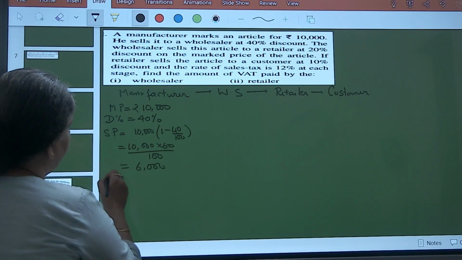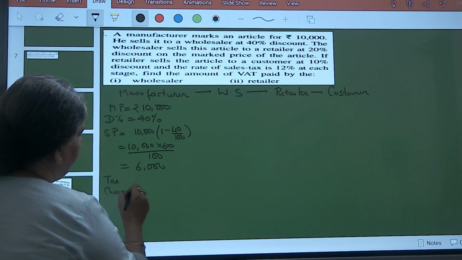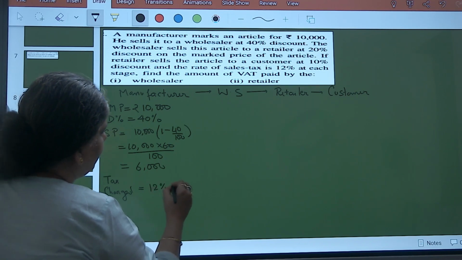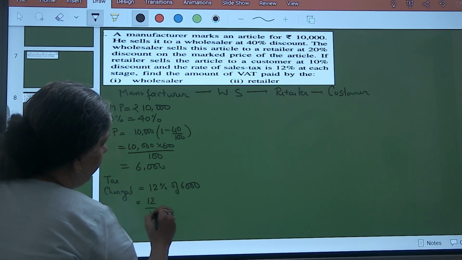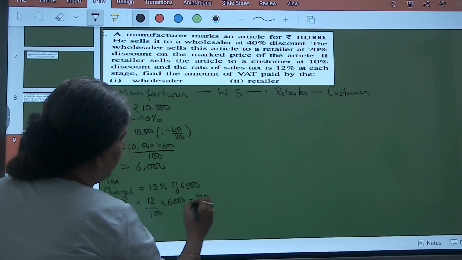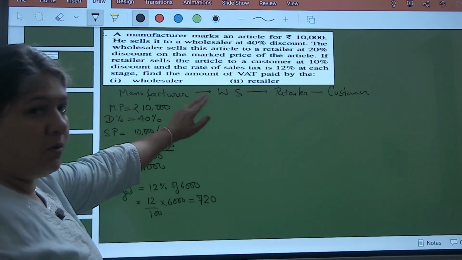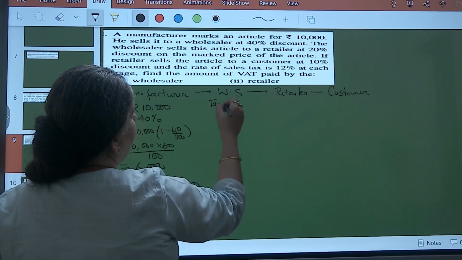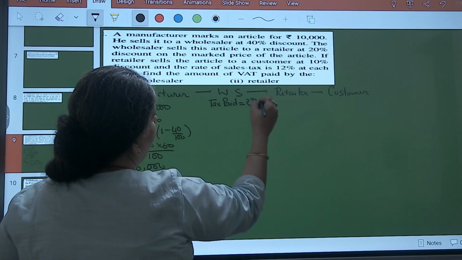So tax charged will be 12% of 6,000, 12 upon 100 into 6,000. That is, he is charging rupee 720 from the wholesaler, or we can say tax paid by the wholesaler is rupee 720.